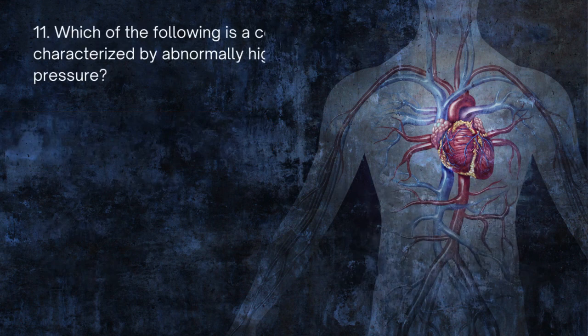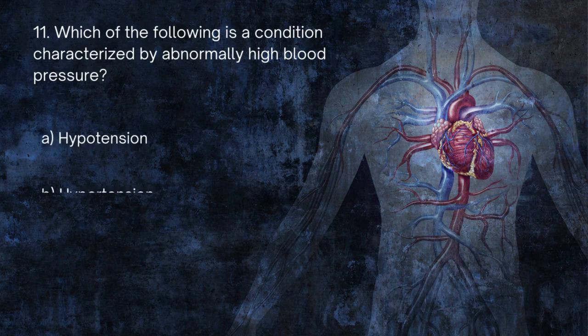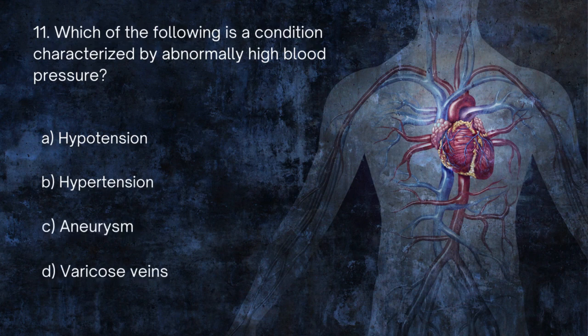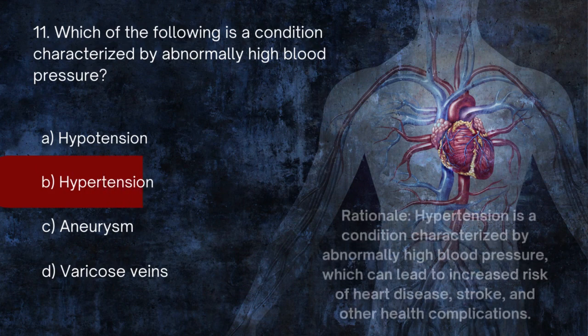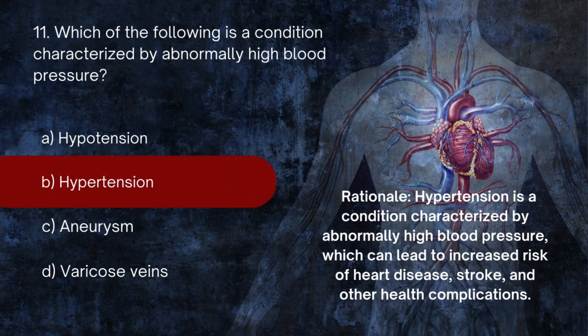11. Which of the following is a condition characterized by abnormally high blood pressure? A. Hypotension. B. Hypertension. C. Aneurysm. D. Varicose veins. Rationale: hypertension is a condition characterized by abnormally high blood pressure, which can lead to increased risk of heart disease, stroke, and other health complications.